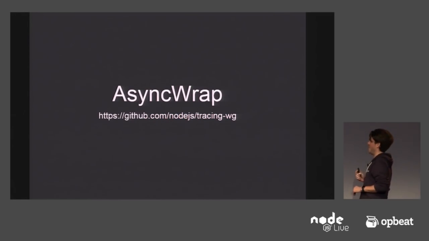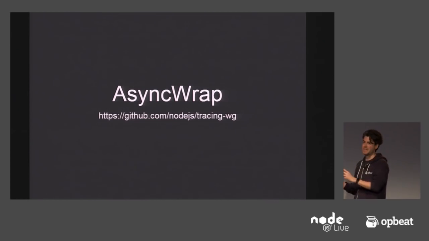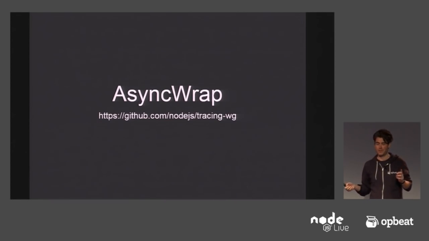What I do want to talk about is something called AsyncWrap, because AsyncWrap is a really exciting thing that is coming to Node very soon, hopefully. And it is actually that missing API that I was talking about that we don't have right now to pass state across the async boundary.